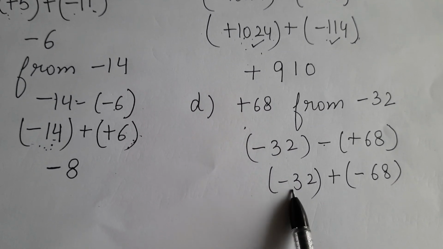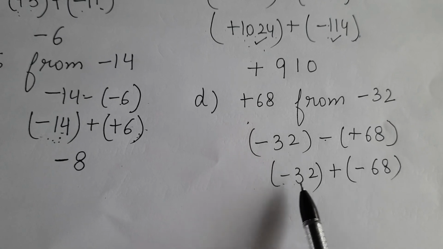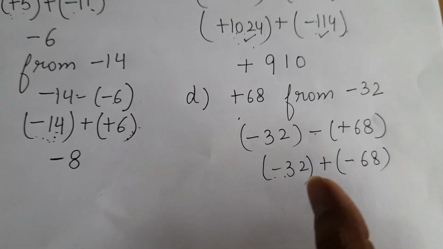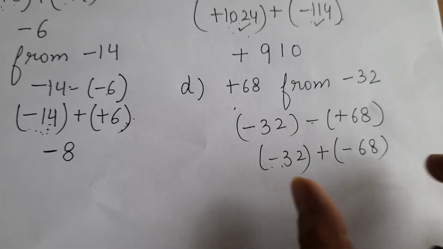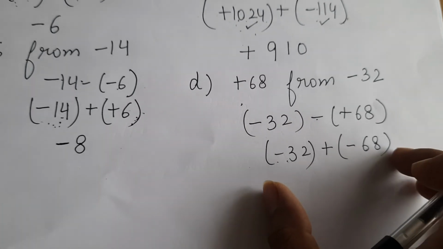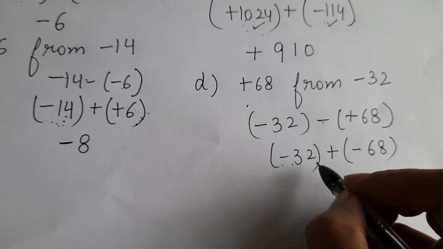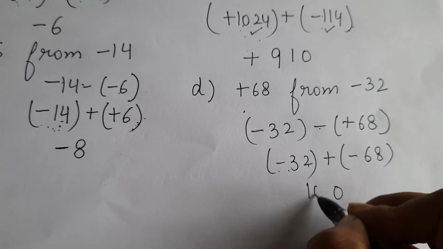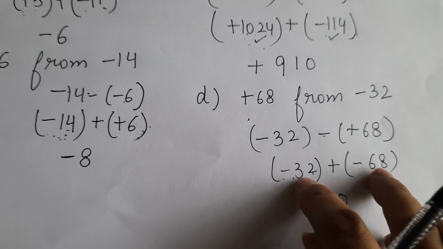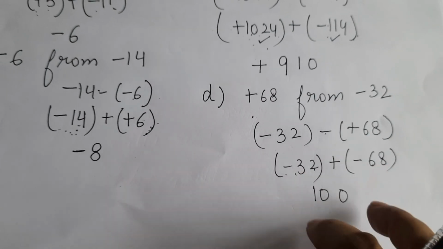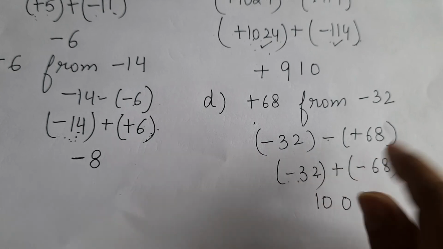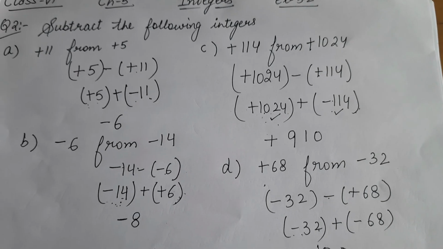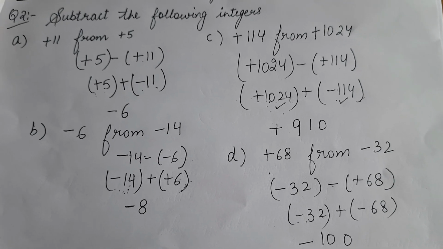Now you can see from here that both the integers have the same sign. This has negative sign, this has negative sign, and when the integers have the same sign then what we do? We add the integers. Okay, we add the integers. 8 plus 2 is 10, 6 plus 3 is 9, 9 plus 1 is 10. And if both the integers have negative sign, then we add the integers and the sign will be negative. Okay, so it will be minus 100. So this is question number 2 of exercise 5.2.